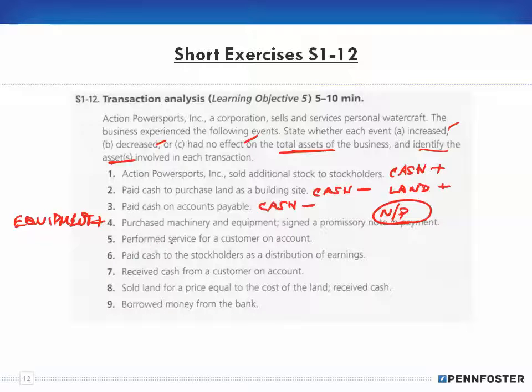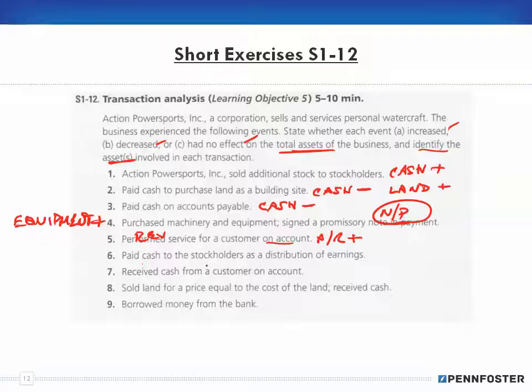Number 5, perform service for a customer on account. Well, if I'm performing a service, that's revenue, so I don't need to worry about that. And since it's on account, that's an accounts receivable. Of course, if my accounts receivable was 0 and I'm performing the service, that means my accounts receivable increased. So I have an increase in accounts receivable.